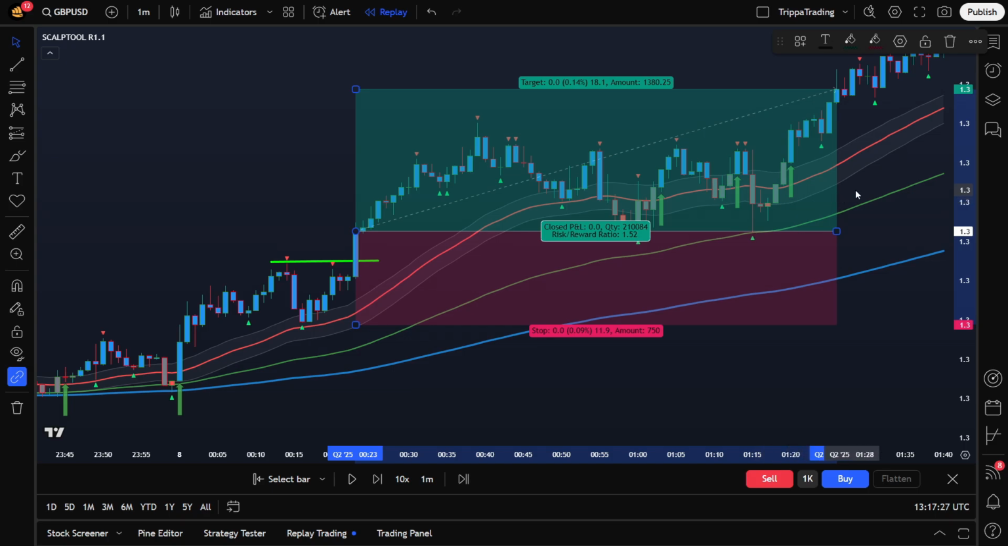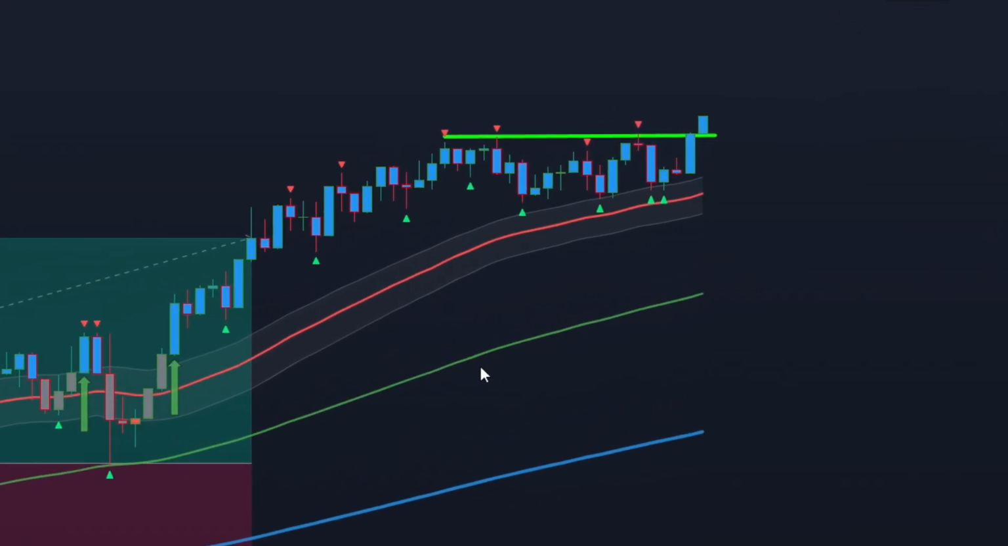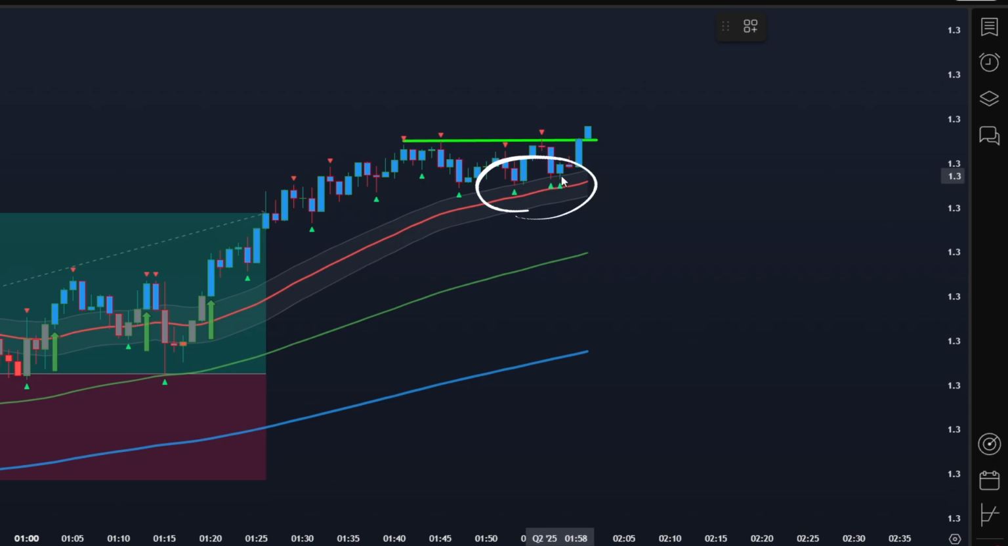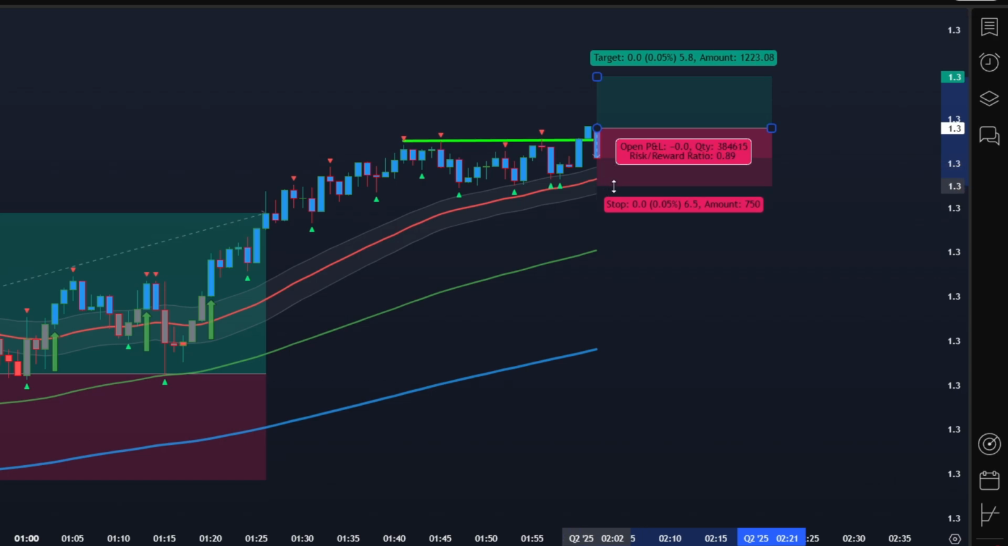Let me show you another example. Again, price is well above all three key lines. Then we see a pullback into the PAC. We identify the most recent resistance level and wait for a candle to close above it. As we can see, the candle closes above, so we enter a buy position here. This trade plays out beautifully.